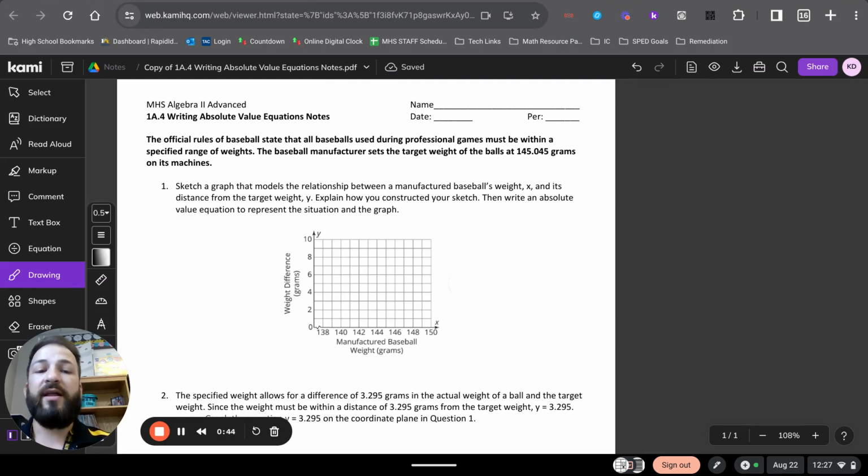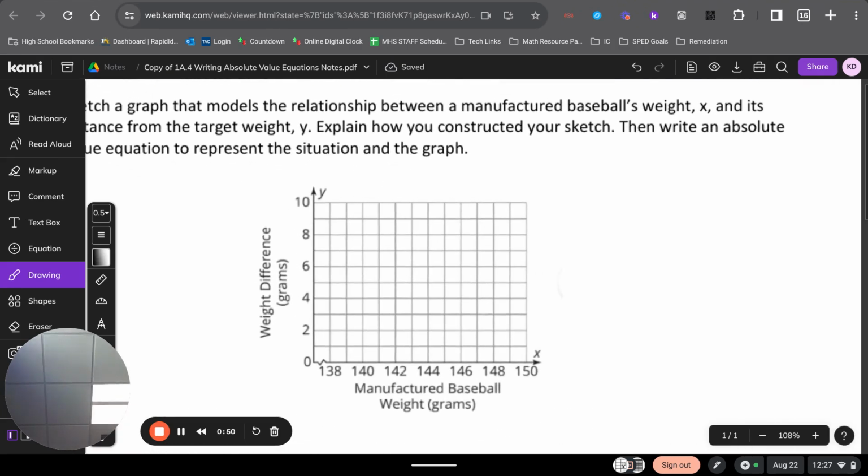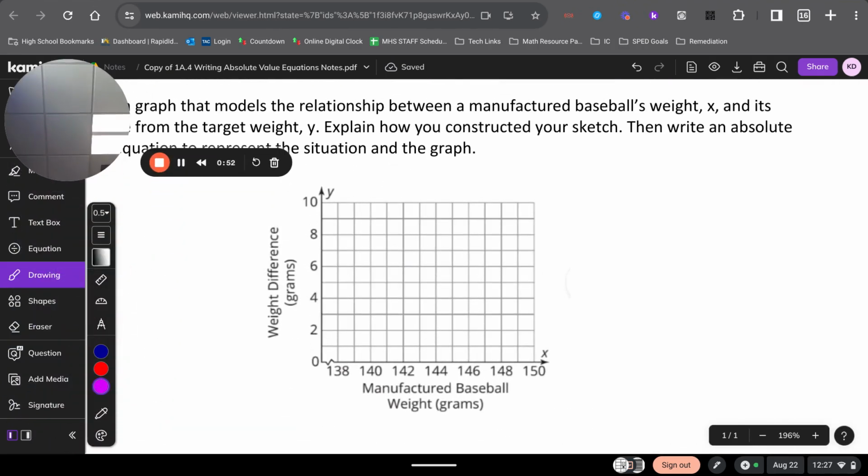So on this graph, let's go ahead and put that target weight of 145.045. That target weight is going to be our starting point for our absolute value function. So we're going to put a point right here at about 145. It's technically a little bigger, but it's so minuscule it would be about there.